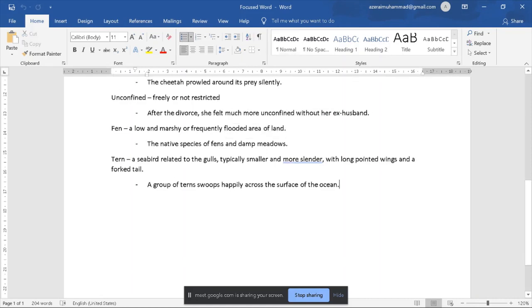For the next word, tern. It's a seabird related to the gulls, typically smaller and more slender, with long pointed wings and a forked tail. If you Google it, you can see in Google Images how the seabird looks. As an example, a group of terns swoops happily across the surface of the ocean. All right, understood, everyone? Yes, sir.